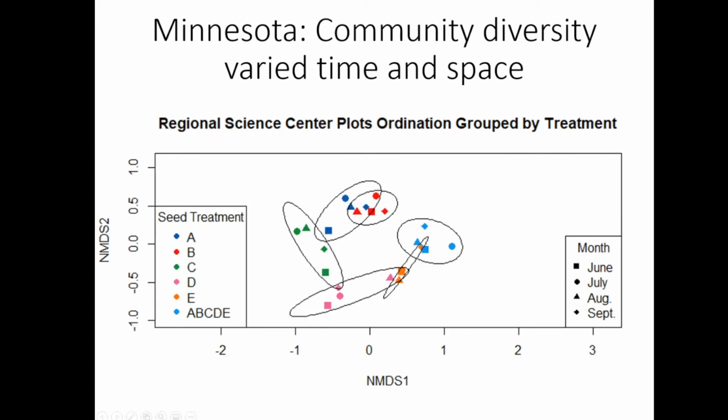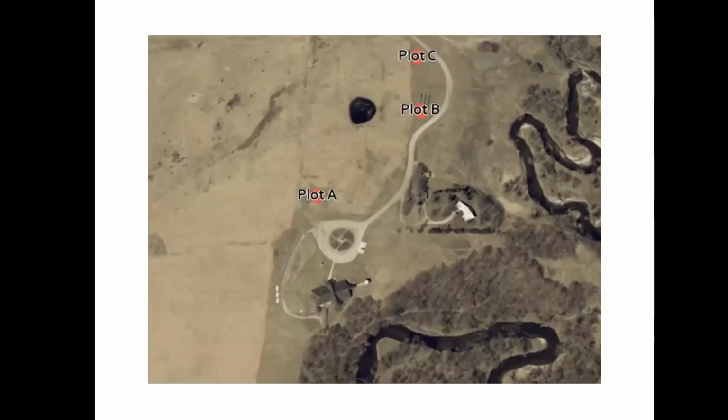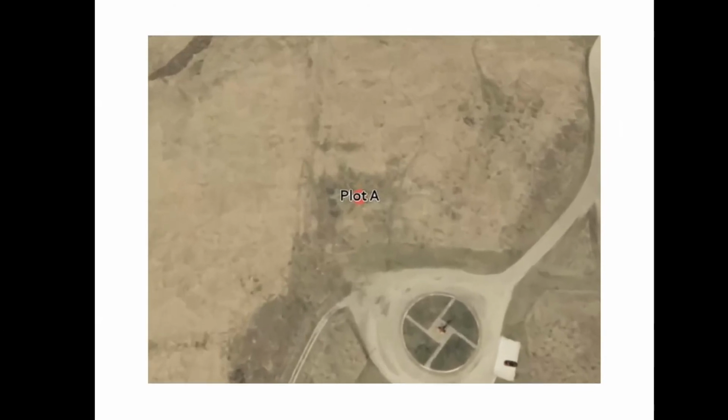What this is basically saying is where we put the seed on the ground mattered significantly in shaping community diversity. And I'm saying that primarily because we saw, as I showed with my richness, that not a lot of our planted species emerged. So I'm not taking this strictly as my seed treatment, but more as where we planted the seeds on the ground in Minnesota.